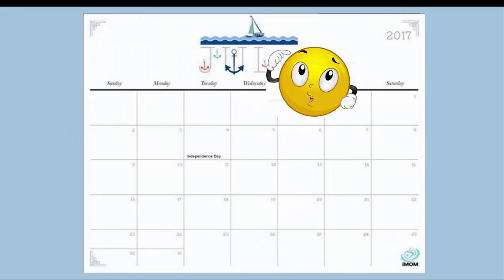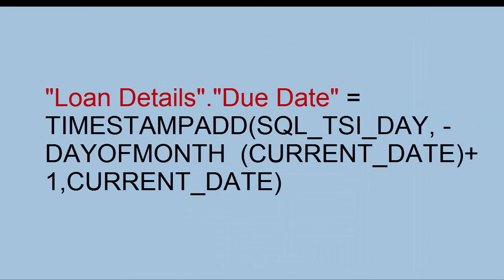Here is another more complex example. You want everything due on the 1st of this month. Loan details.duedate equals timestamp add SQL_TSI_day minus day of month current_date plus 1 current date. While that looks quite different, it works the same way.